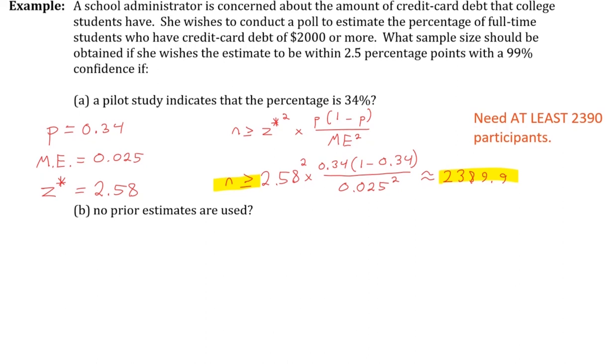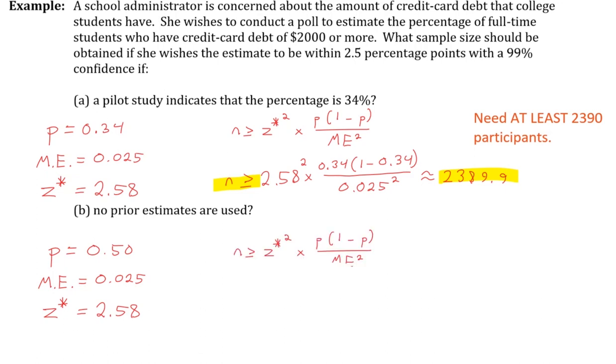If instead we have no prior estimates used, then the value for the prior estimate we will use is 0.5, with the same margin of error and z-score. If we plug that into our formula for the required sample size, we will find we have 2.58 squared times 0.5 times 1 minus 0.5 divided by 0.025 squared, or just 0.25 in the numerator, which results in a value of 2,662.56.